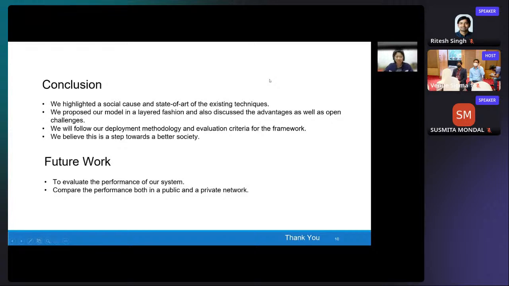In conclusion, we have highlighted the social issue, the social cause, and the state of the art of the existing techniques. We also proposed our layered model and described that as well. In future work, we would like to evaluate the performance of our system in public and private networks. I would like to conclude with this, that our belief is we have taken a little step towards a better society.